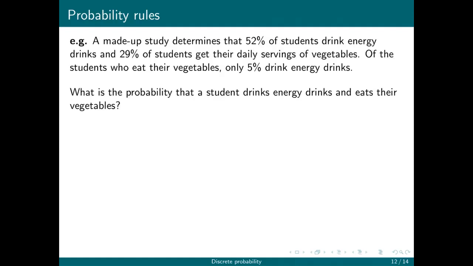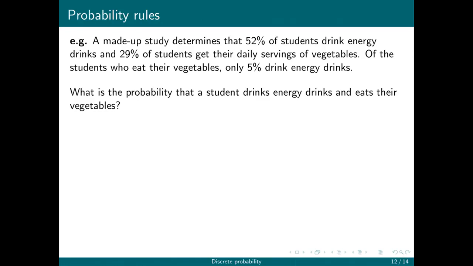Let's do a few examples. Suppose that someone takes a study of some students, this is totally made up, and determines that 52% of students drink energy drinks and 29% of students get their daily servings of vegetables. Of the students that eat their vegetables, only 5% drink energy drinks. So a really good way to start whenever we have a question like this is to write down the given probabilities in the correct notation.